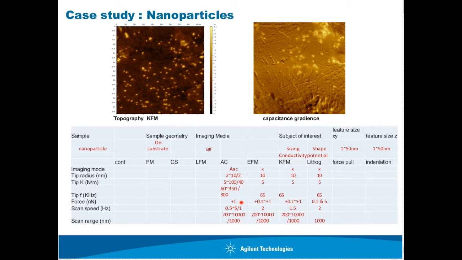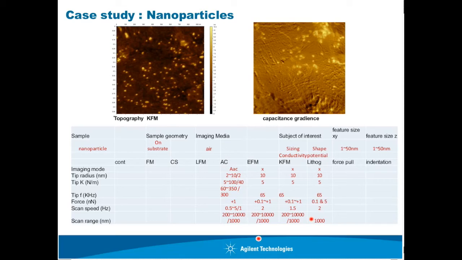Force, you can use a relatively big repulsive force. I would assume these particles are not easily crushed or deformed by vertical force, and therefore strong force is good. Low scan speed is also good, because you don't want to kick those particles around by too much lateral interaction. And for scan range, 1 micron is ideal. In this case, I think it's about 1 micron. This is an image of a 5 nanometer nanoparticle. 1 by 1 micron gives you an ideal ratio of features versus blanks.